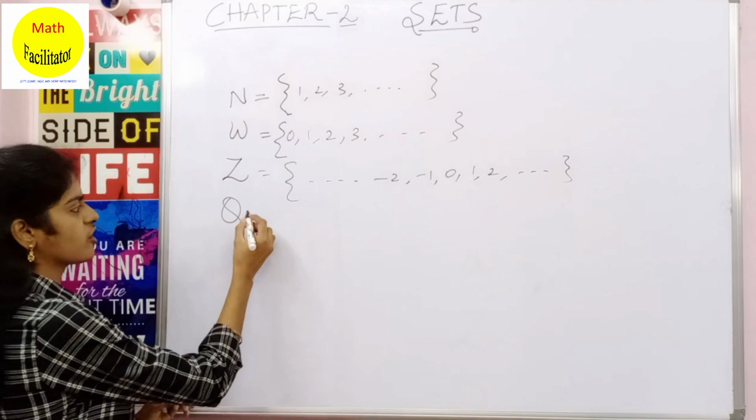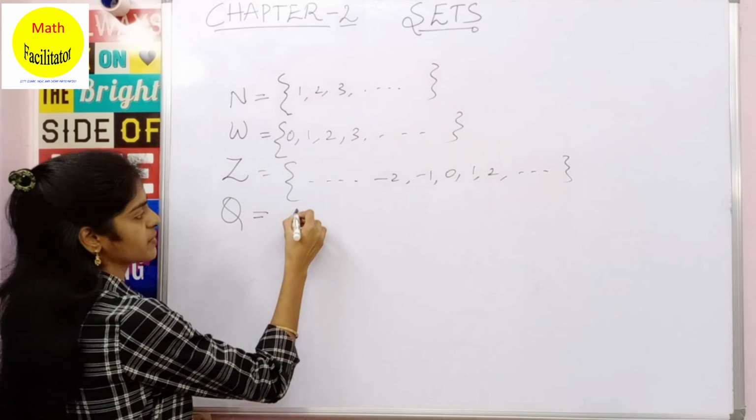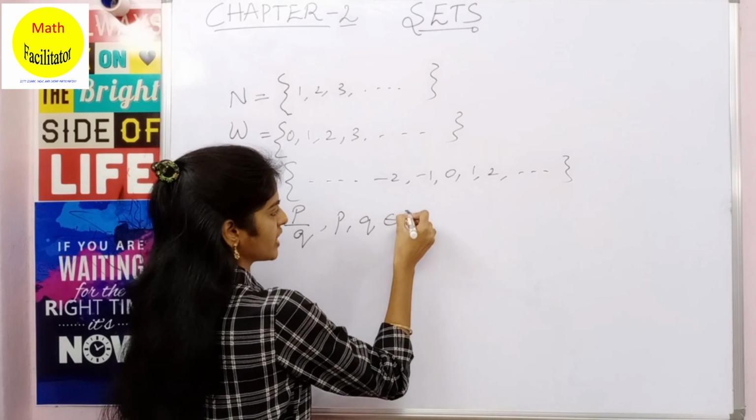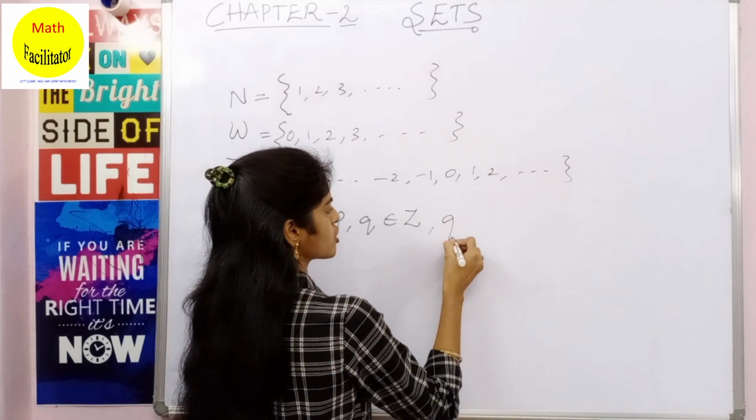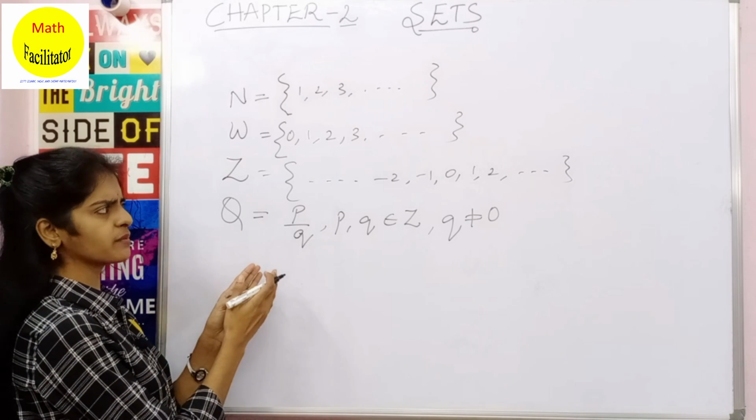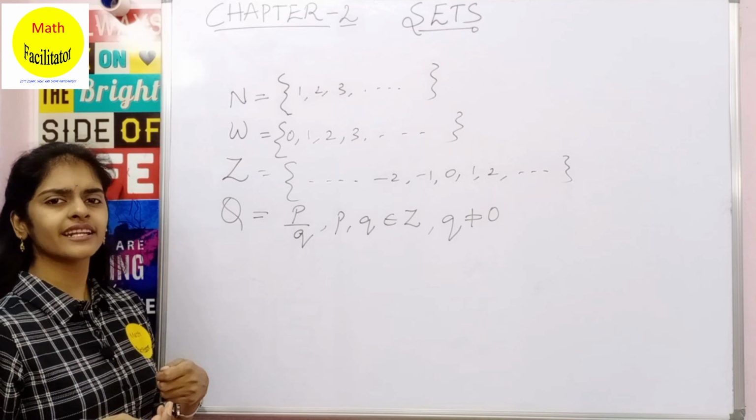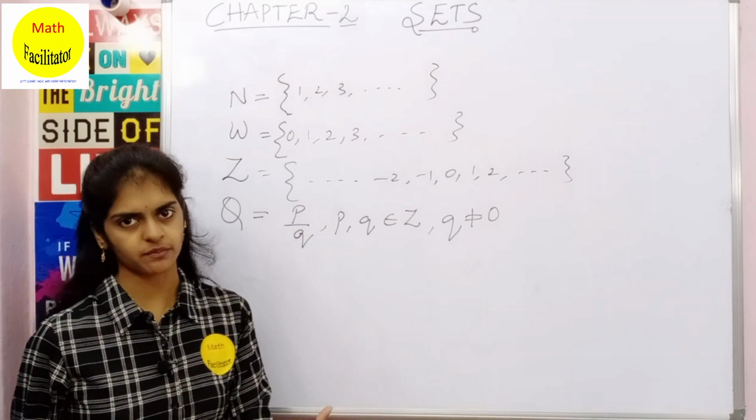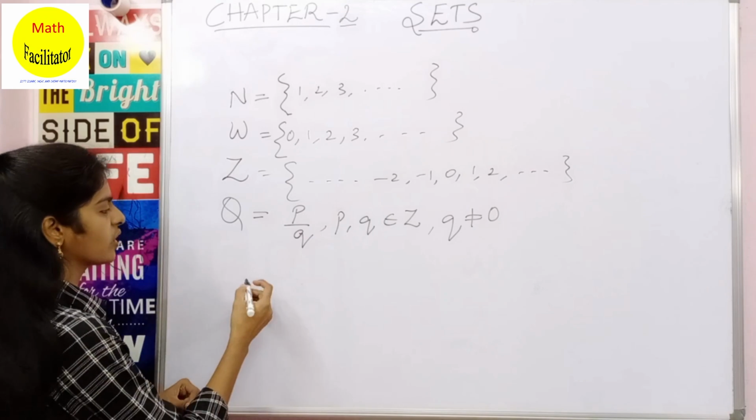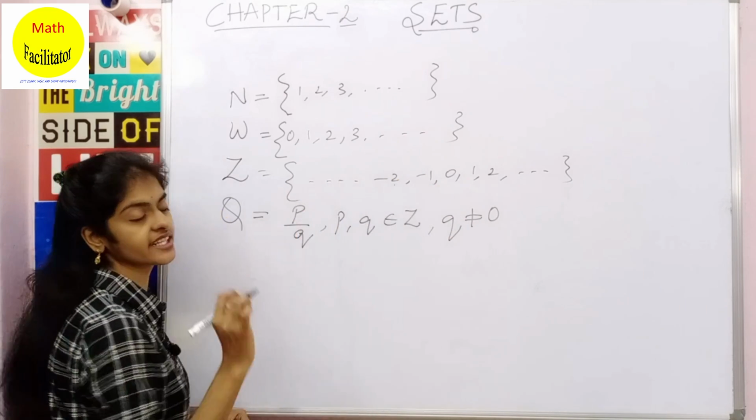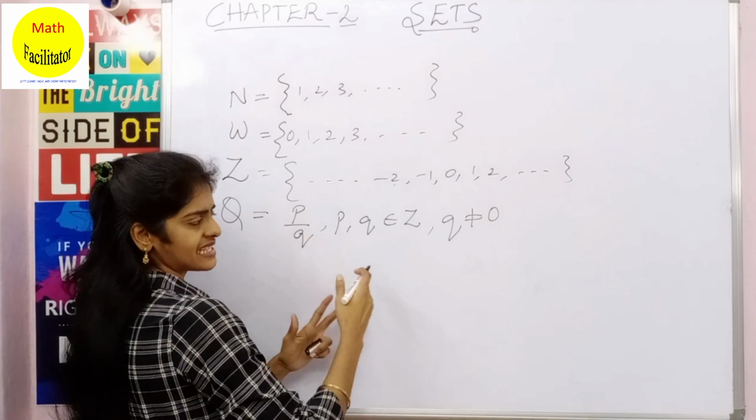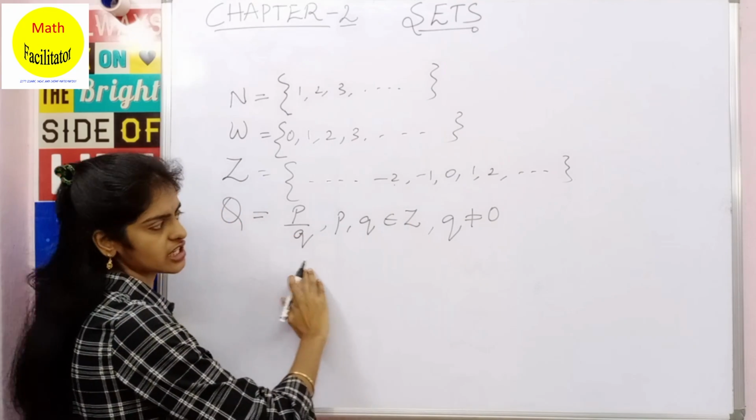Now let us talk about rational numbers. You have learned that rational numbers are of the form p by q, where p and q belong to integers, and q should not be equal to 0. This is what you have learnt about rational numbers. It is really difficult to represent every rational number, because there are infinitely many rational numbers as you have learnt, and between any two numbers also there are infinitely many rational numbers. I hope you remember this concept. So instead of representing each and every rational number, we have represented rational numbers in this general form.